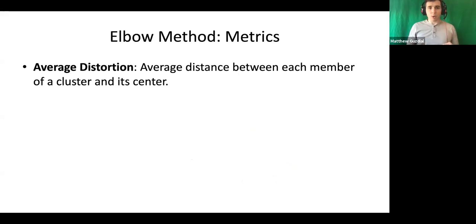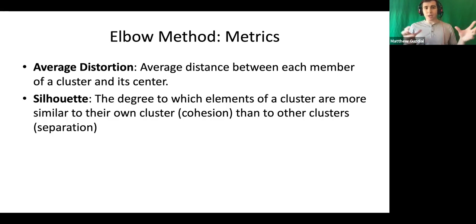This is what you're going to be using for assignment 4. So the average distortion is the average distance between each member of a cluster and its center, right? The idea being that we want clusters that are close together, compact. Silhouette combines cohesion, compactness, with a notion that it should also be far away from other clusters, so you don't have clusters overlapping. That's separation.